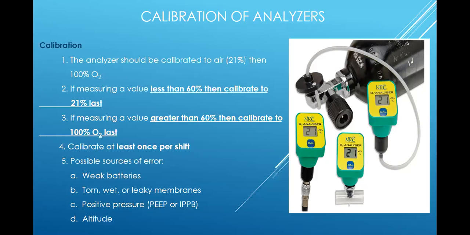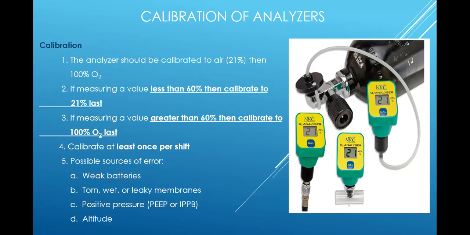Weak batteries, torn or wet leaky membranes, right? Positive pressure, if the person is on PEEP, right? Positive end expiratory pressure is PEEP, which is positive pressure. If they're on positive pressure, it could give you an error. Or altitude, they're in Denver or something like that. You take that same analyzer and go up to the Kilimanjaro mountains, it's gonna be different, okay? Because it's a different altitude.